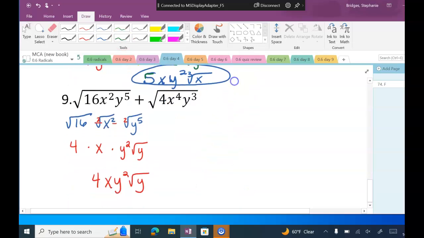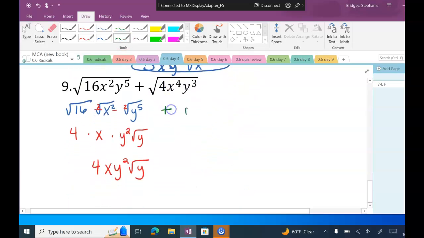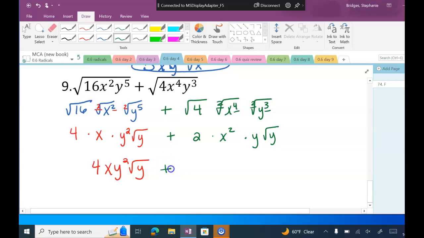Then I'm going to do the next part. What's the square root of 4? 2. All right, and then for the x, 2 fits into 4 2 times. Any leftovers? No. And then for the y, 2 fits into 3 1 time with 1 leftover. And everything that's not under the radical gets multiplied together, 2x squared and y. And then that radical just sits behind it.